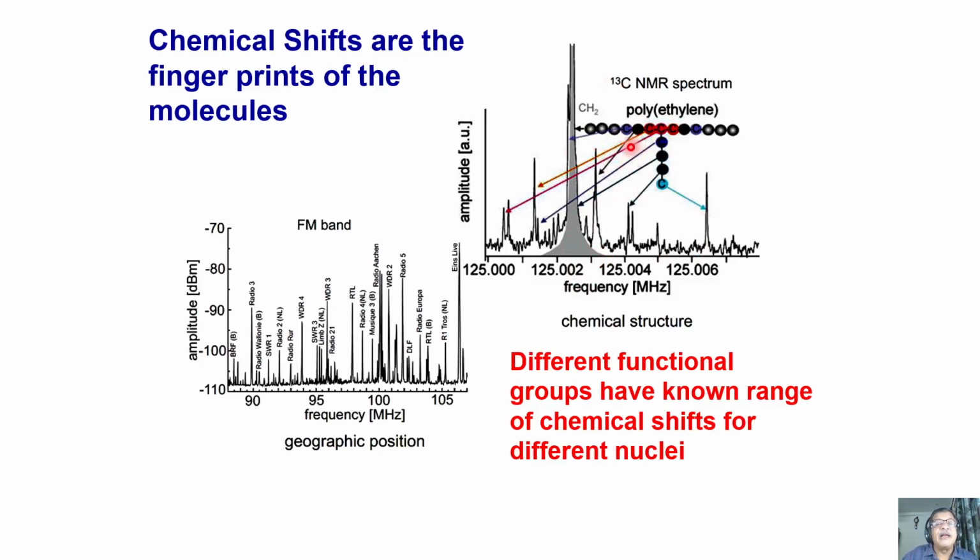depending on the region, more or less people have classified different functional groups which are resonating at different frequencies of the NMR spectrum. This is why we can say the NMR spectrum is like a fingerprint of the molecule. It's like a radio frequency signal. If there is a frequency here, I know it's a Bangalore station. If there is a frequency here, I know it is a Delhi station. If there is a frequency here, I know it is a Mumbai station, like that. So we can identify the frequencies based on the functional groups.